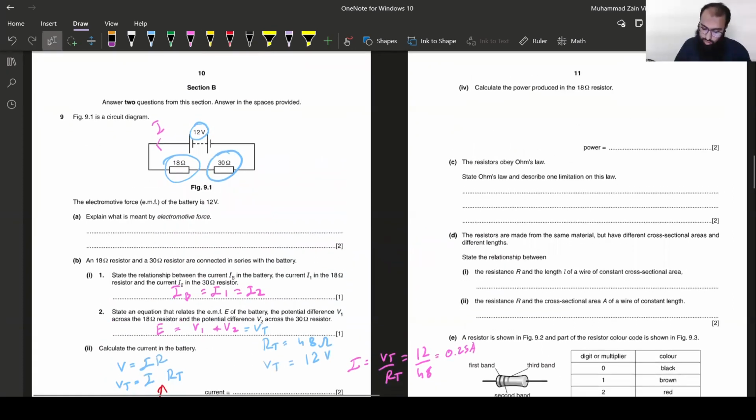And then calculate the power produced in the 18 ohm resistor. So power has a simple formula. Power equals IV, and I is 0.25, and voltage is 4.5. So this will give me something around 1.125 watts, I think.